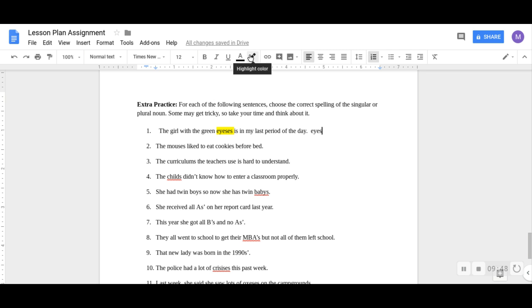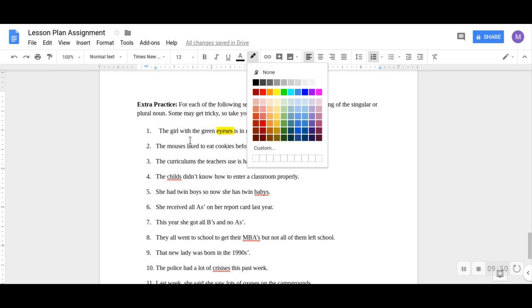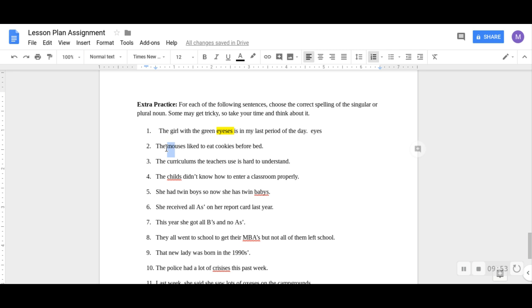The mouses, this one gets tricky. We have to actually completely change the spelling for mouses. Mouses does not make sense. So the correct spelling of mouses would actually be mice. When you think about it, you're going to think about lice. Louses and lice are the same way, but we don't normally ever find one louse. When we do, it's a louse, but when we change it, it turns into lice.